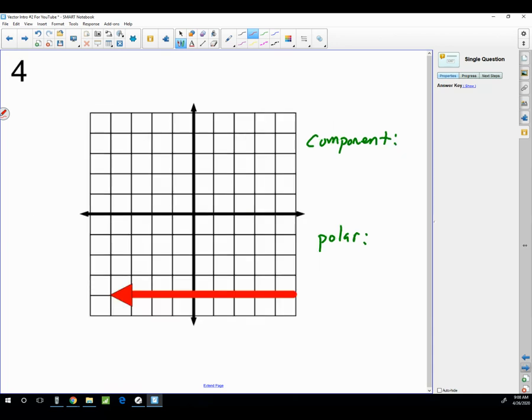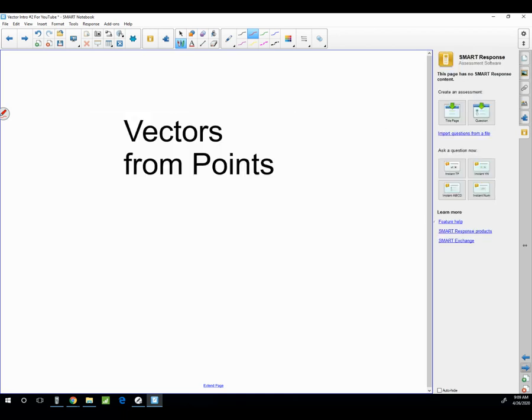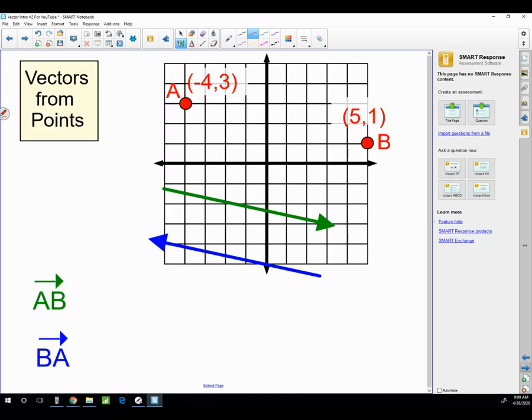Don't do it. Number 4, let's count. 1, 2, 3, 4, 5, 6, 7, 8, 9. So that's -9, 0. And the polar would be 9 in the direction of 180. Happy. I'm happy. You're happy. Observation, observation. Vectors from points.